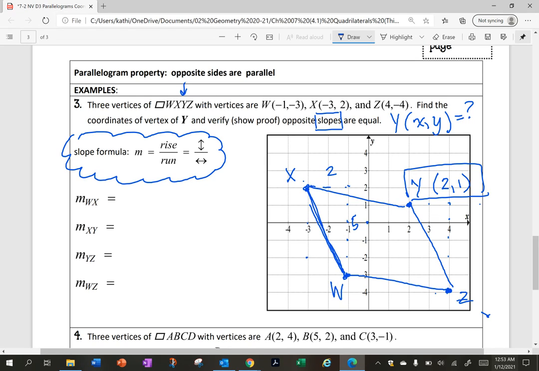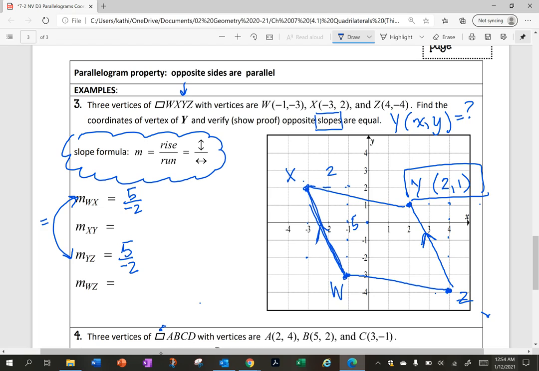Okay, and the proof has to do with the slope. So I want to compare the slope from W to X. We said the slope is rise over run. So the rise is going to be 5, and I went left, so that's -2. And this slope is supposed to be congruent with this slope from Y to Z, which is going to be 5 and -2. And these two slopes are equal.